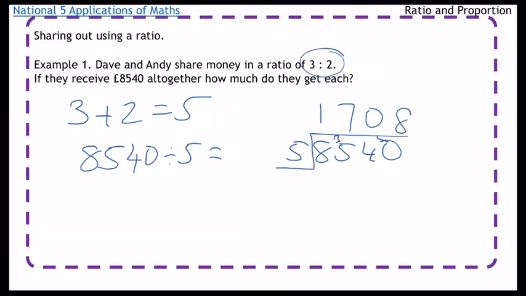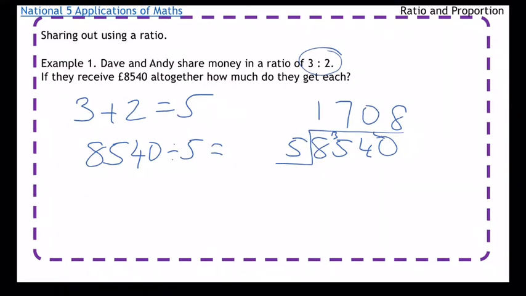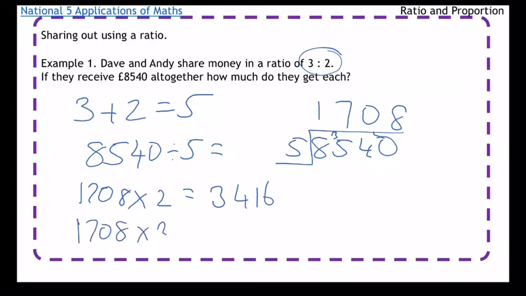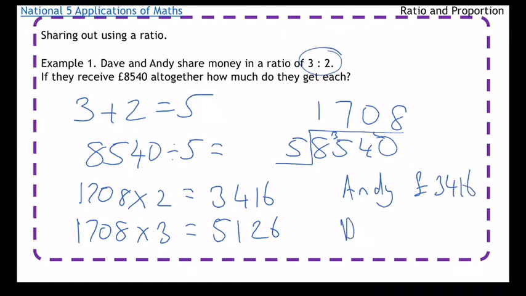£1,708. Next I take the 1,708 and work out how much Andy gets, so I'm going to times it by 2. When I times it by 2, it gets me 3,416. I'm going to do the same thing for Dave, but this time I'm going to times it by 3, so it's 5,126. So Andy is going to have £3,416, and Dave is going to have 5,126 in the end.